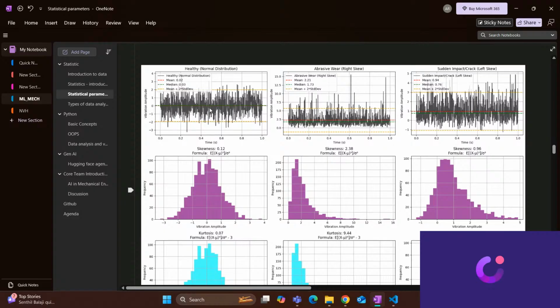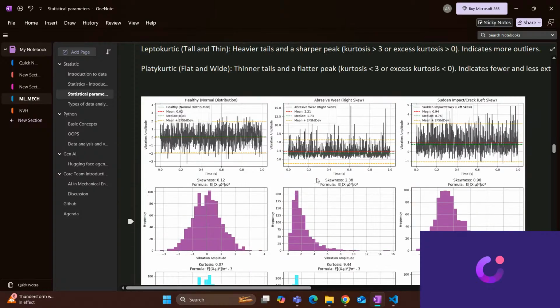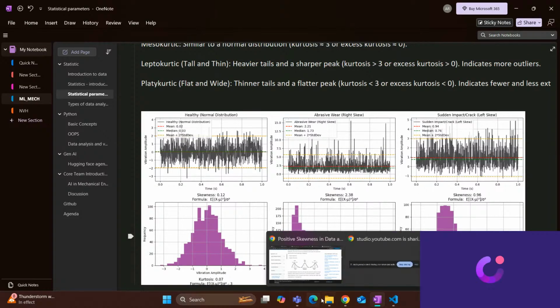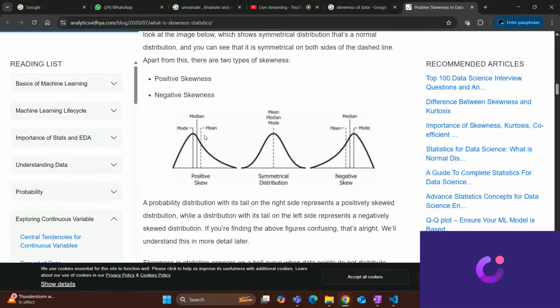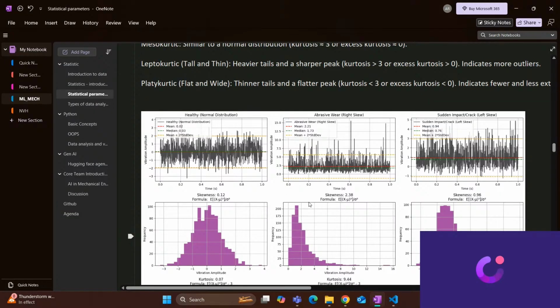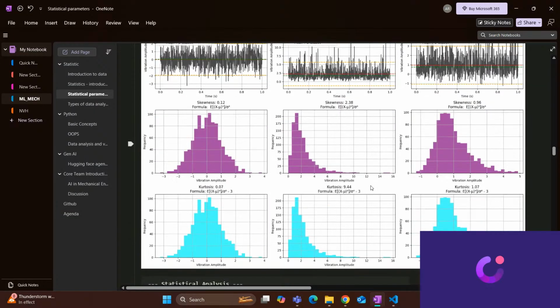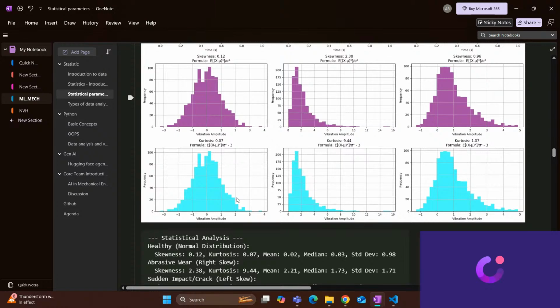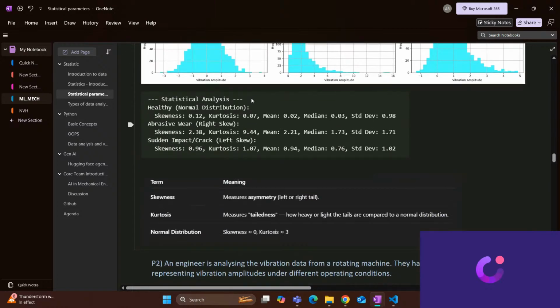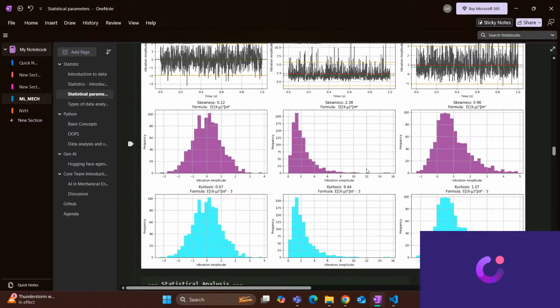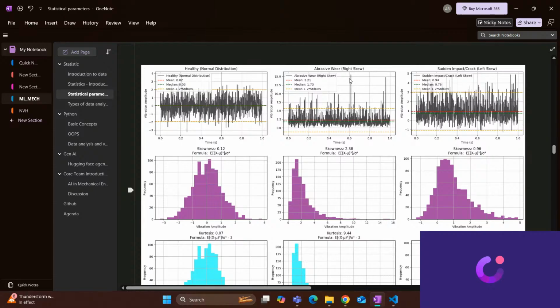Okay, so this particular data represents more of a normal distribution of the vibration, and this represents more of the skewed data. Both are on the same side. I think that would represent positive skewness, right? So this is representing positive skewness, and it even represents the kurtosis in a similar way. So we analyzed this, and we saw that the amplitude which is having a very high amplitude here has a very high kurtosis value, here 9.44.